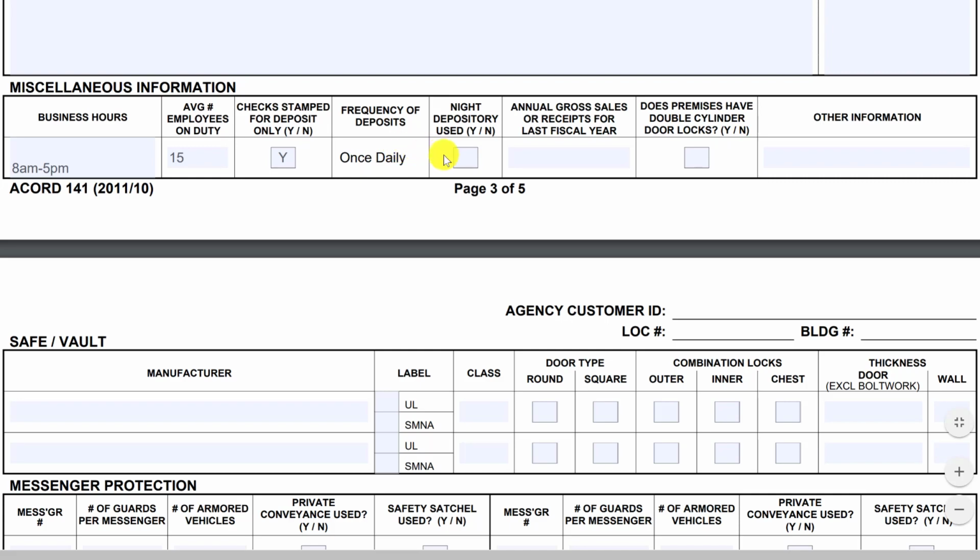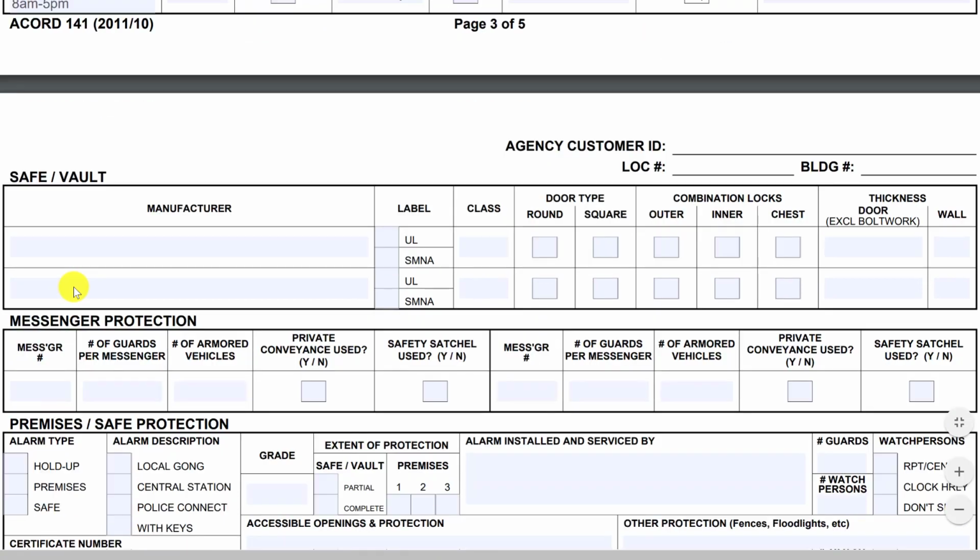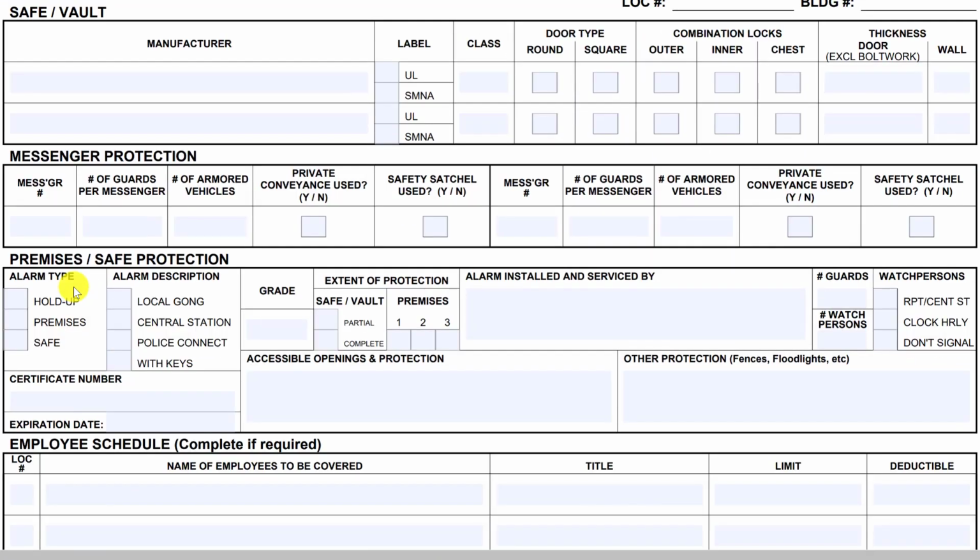Okay. Night depository, this is whether or not they use some sort of night depository at the bank. I'm going to say no. In my example, they didn't. Annual gross sales for the last year. Okay. Let's say that was like 10 million. Huge operation. I hope with that kind of an operation that they have deadbolts. And any other information you might add, but there's a lot more down here. Congratulations, you're filling out the crime app. Hope everyone's happy with their choice in career, filling out crime apps.